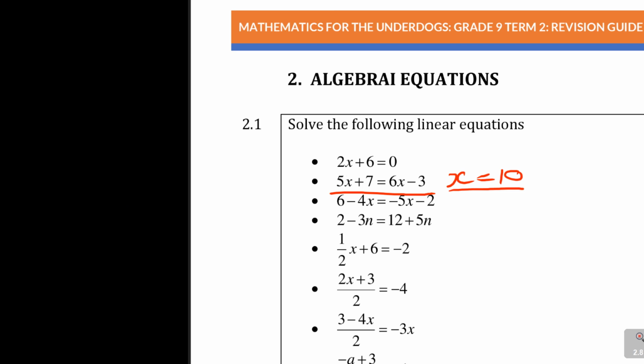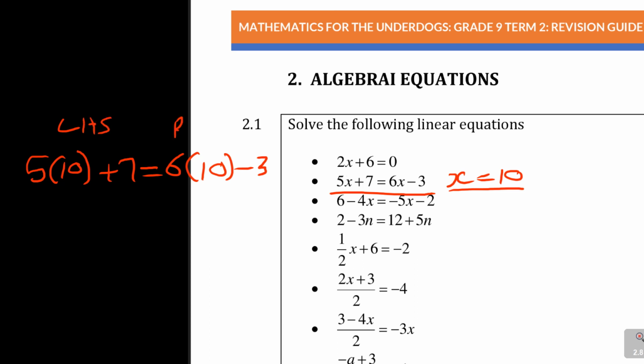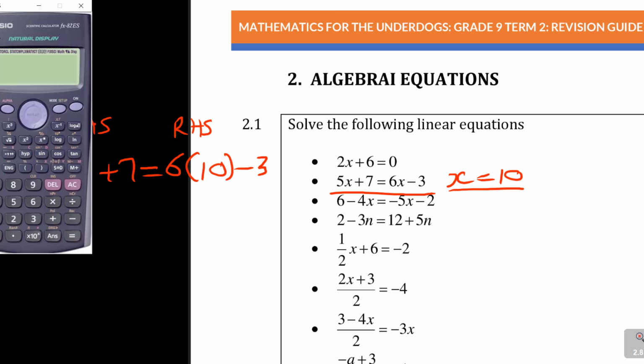So what do you think it would be like? You'll be having 5x, put a bracket. That's how you substitute. 5 bracket 10 plus 7 is equal to 6 bracket 10 minus 3. So you check the left hand side, you check the right hand side. They must be equal. So let's do this. What is 5x plus 7? Let's use the calculator and see what it is going to give us.